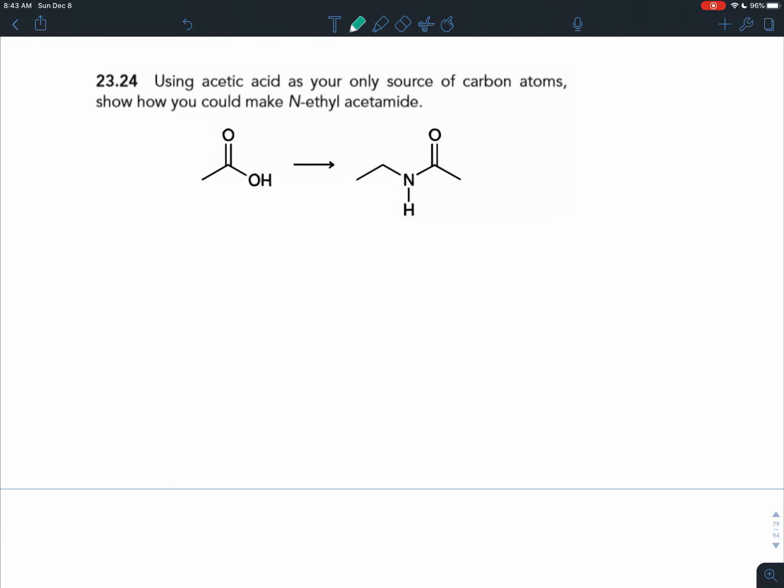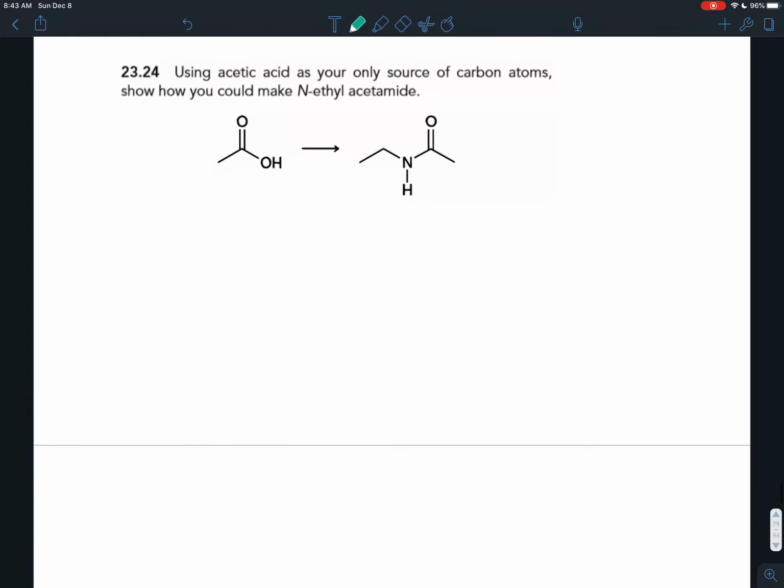Exercise 2324 is asking us to use acetic acid, that's vinegar, or vinegar is acetic acid and water, to use acetic acid to make N-ethylacetamide. That's that molecule there. So our only source of carbons, we can't use any other source of carbons. Any carbons we add have to come from acetic acid.